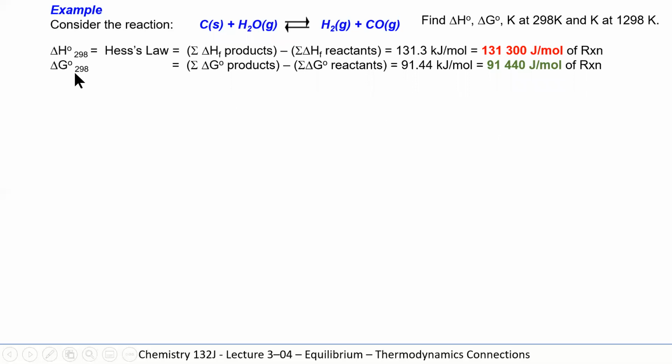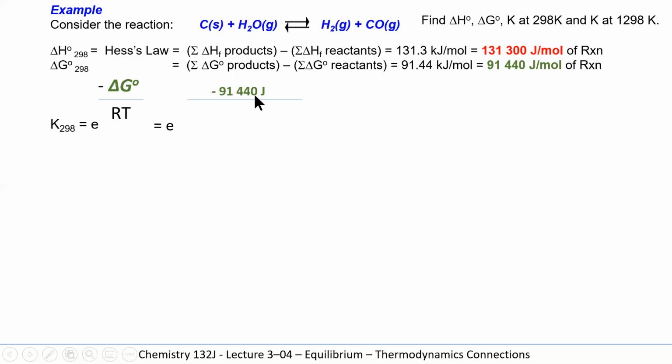Now we can calculate delta G the same way from thermodynamic data from tables. It's the sum of the delta G naughts of the products minus the sum of the delta G naughts of reactants. And we can calculate that easily. And now we know we can calculate the K at 298, the temperature at which all this data was gathered for. So we know that it's equal to e to the power of delta G naught over RT. So we can substitute our values in.